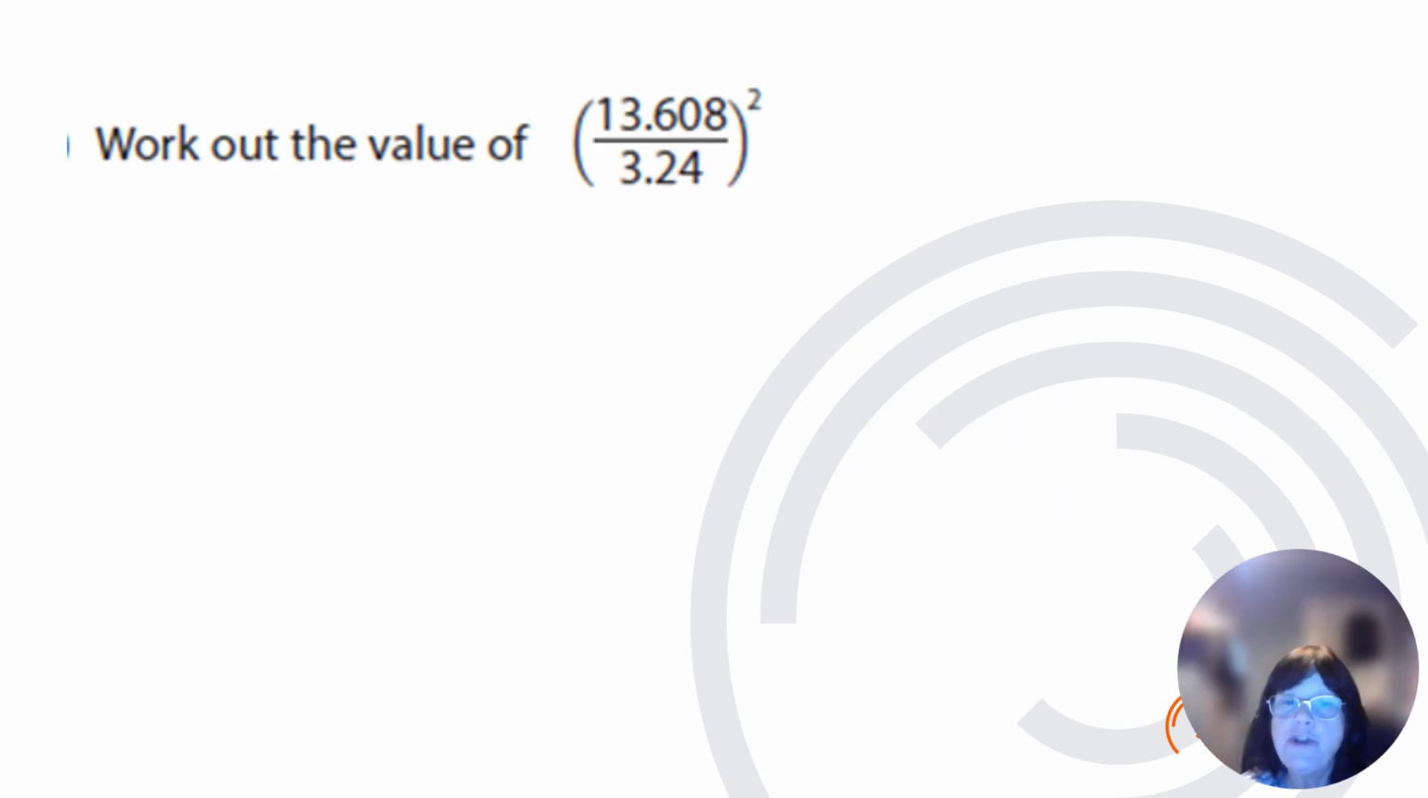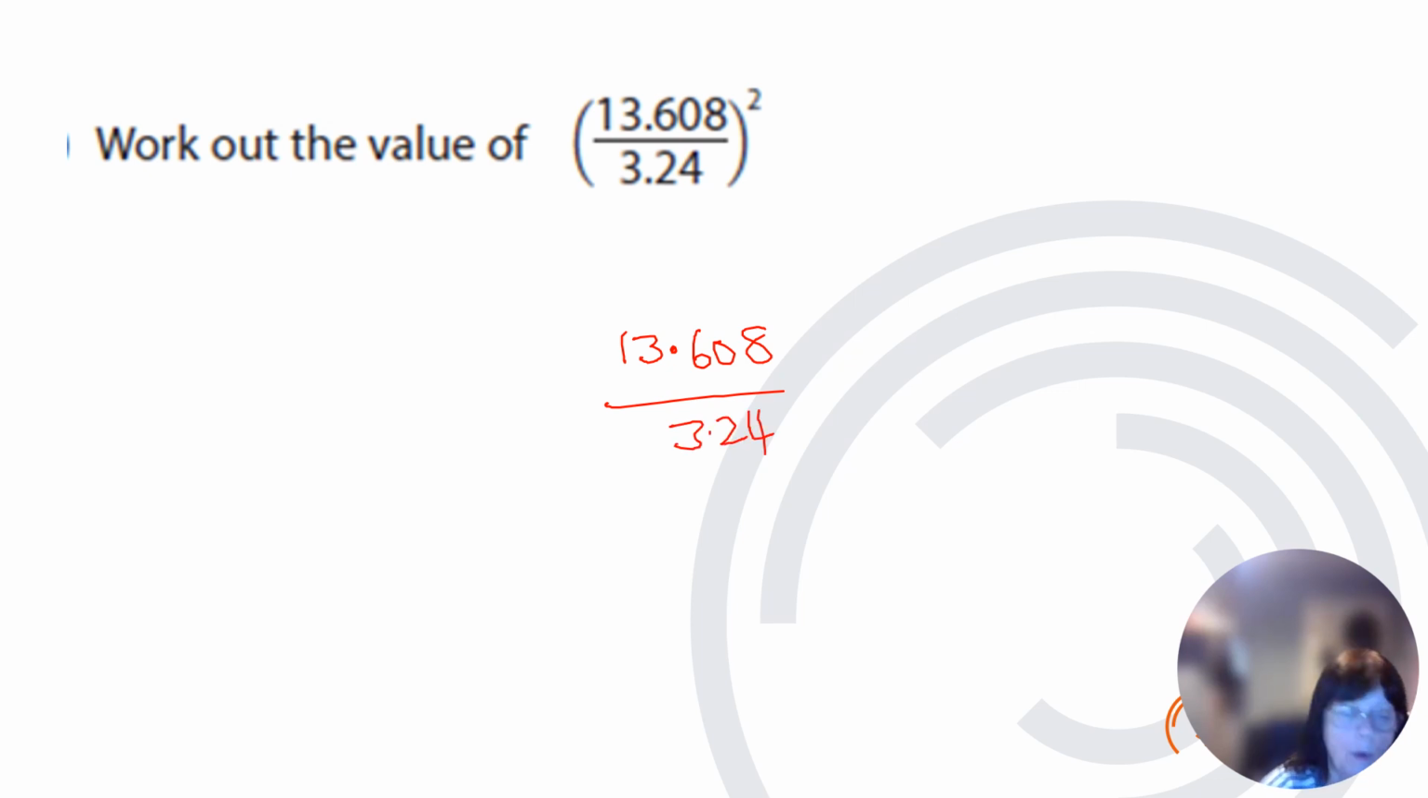Okay, see if you can do this one. Be careful, we need to do the brackets first and then the indices. So pause the video, have a go, and see how you get on. So how did we get on? So the first thing we need to do is the brackets. So 13.608 divided by 3.24. Okay, so we need to do that one first.